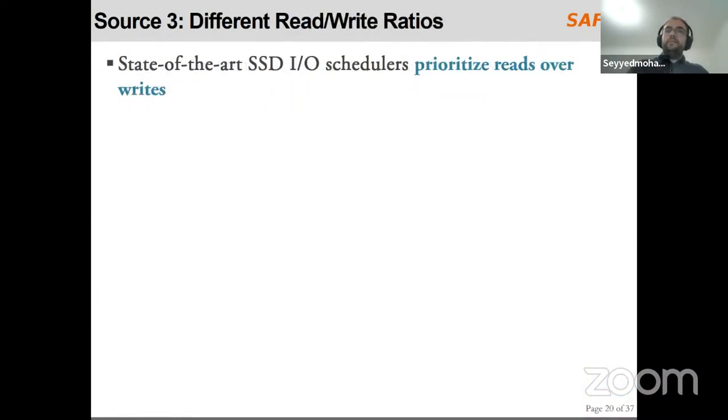Another source is different read-write ratios. State-of-the-art SSD I/O schedulers usually prioritize reads over writes. We also covered that. It makes sense because reads are usually on the critical path, and they are much faster compared to writes, so we want to prioritize them. However, at some point you are delaying your writes a lot, and then you may have some unfairness for workloads that have a lot of writes.